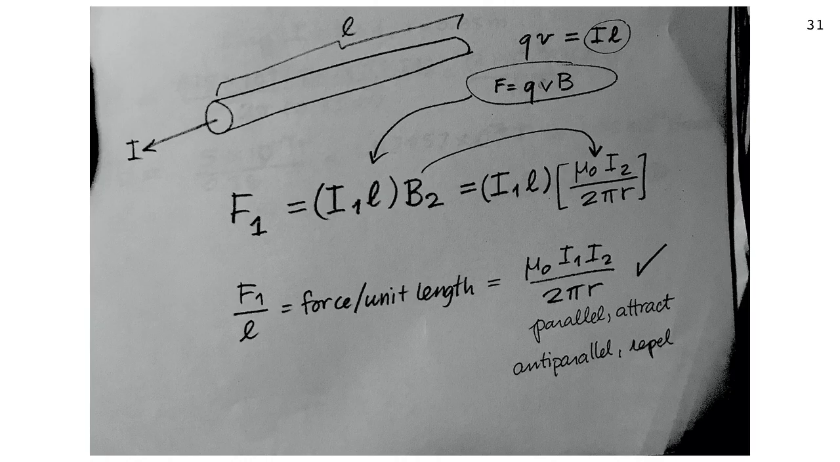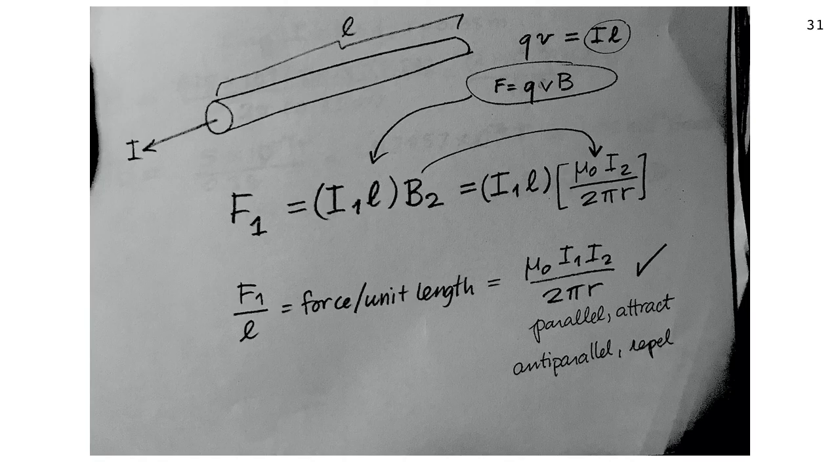Okay, and so now you can see that this thing is shaping up. Now I'm going to divide both sides by L. So this F1 over L is the force per unit length on wire 1, and it's equal to mu naught times I1, I2 over 2 pi r. And that is the force between two parallel currents.